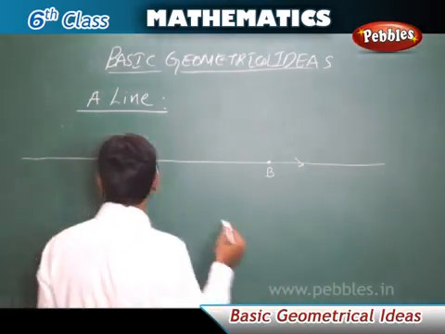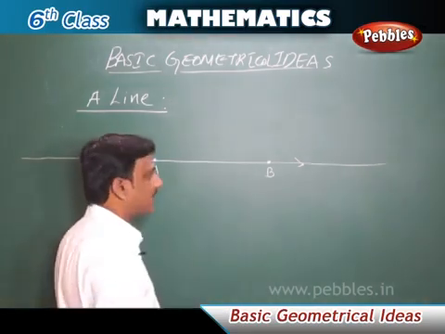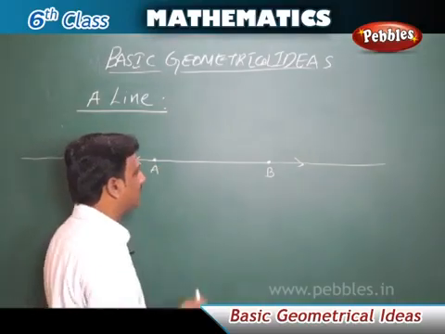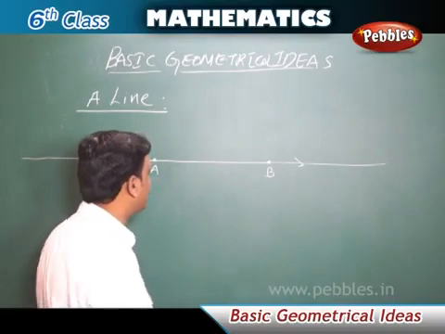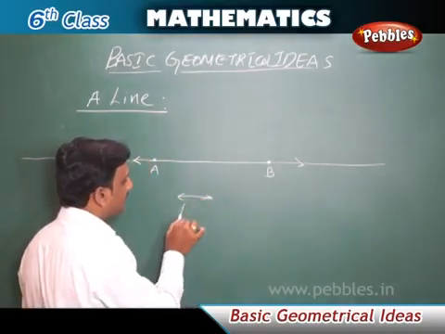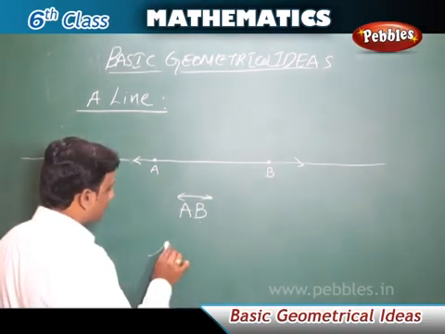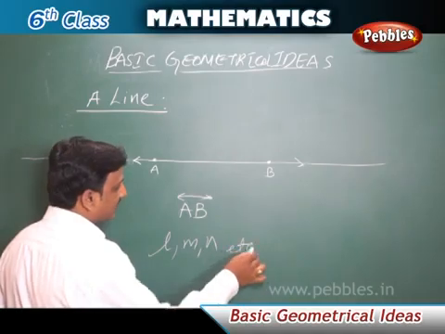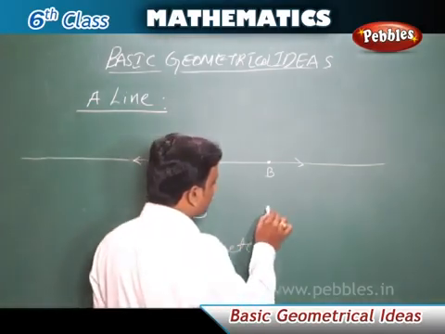Here we put 2 arrow marks like this. So this shows that this is a line. This is a continuous line on both the sides. So this represents a line. We write it as line AB. The line is also represented by small letters like l, m, n, etc. And a line is also called a straight line.